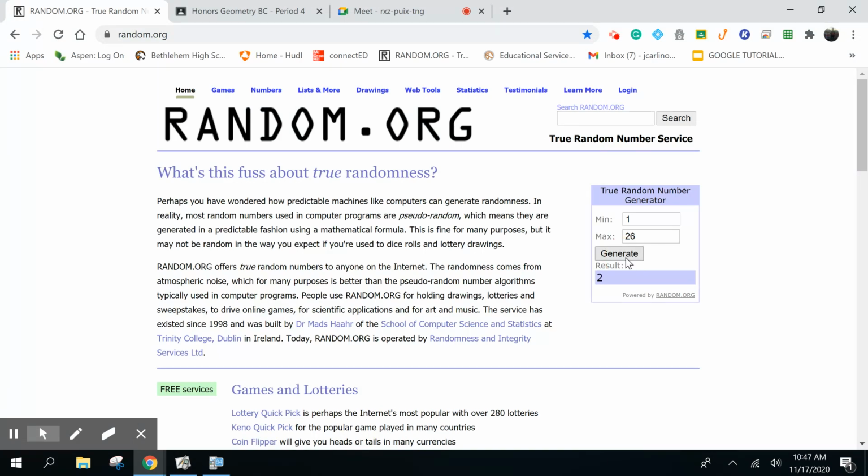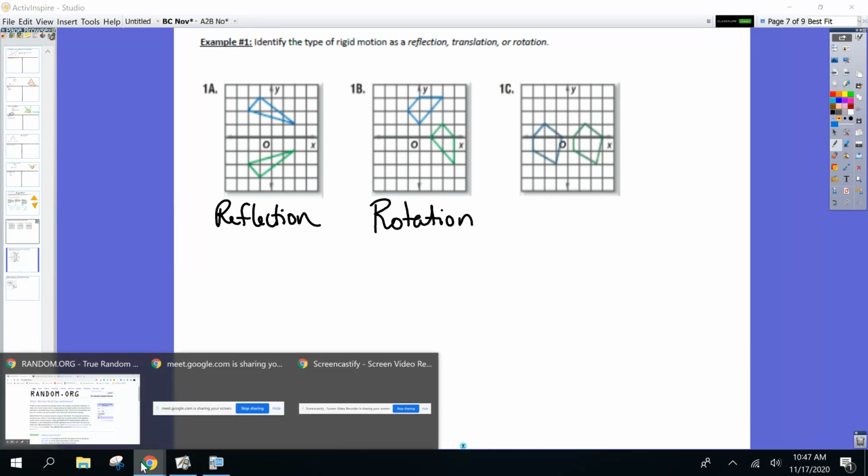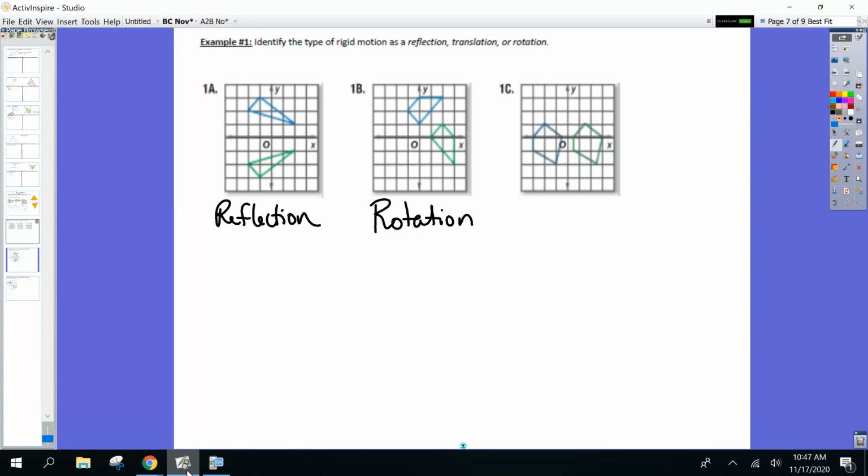How about the second one? What's it look like I'm doing there? Quincy, what's it look like I'm doing? Rotating. Rotating, yes, rotation. Everyone's all good? No big deal. And then how about the final one there, 1C? What's it look like I'm doing there? You can see they're still congruent to each other. Ryan, what's it look like I'm doing on that one? A translation. That's a translation, aka a slide back in the middle school days.